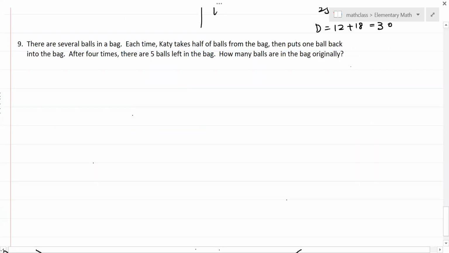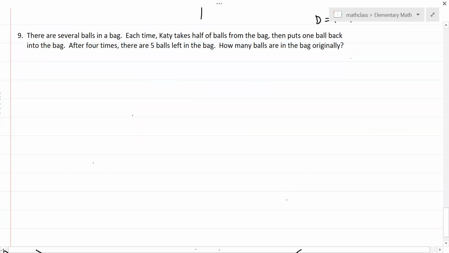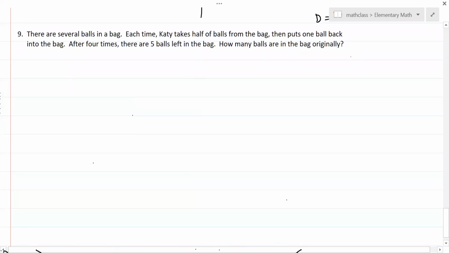All right, so the next problem. There are several balls in a bag. Each time Katie takes half of the balls from the bag, then puts one ball back into the bag. First of all, I grab half of them, and I'm going to put one back. But after 4 times, there are 5 balls left in the bag.